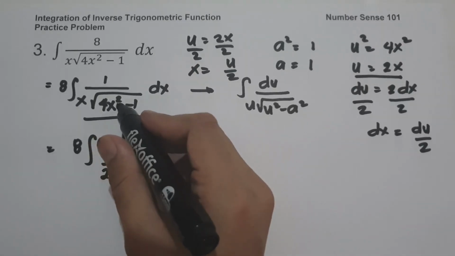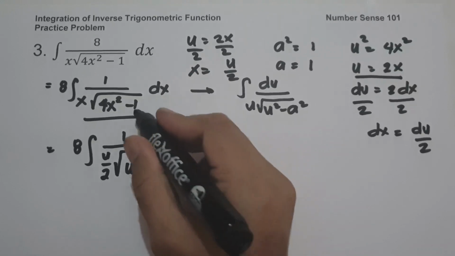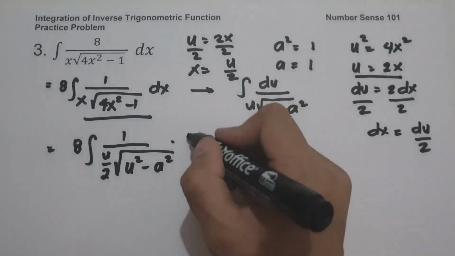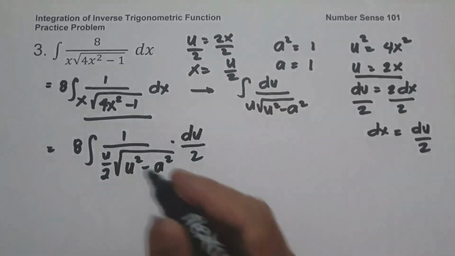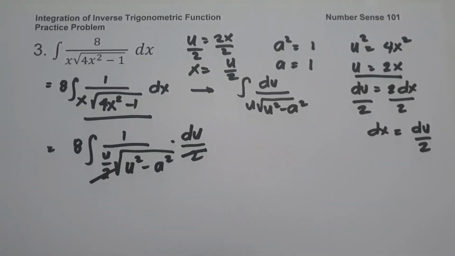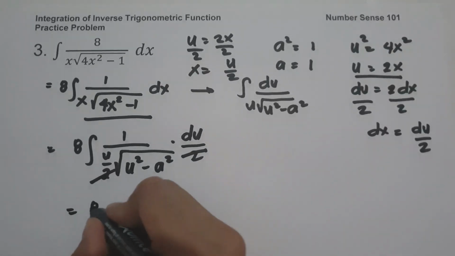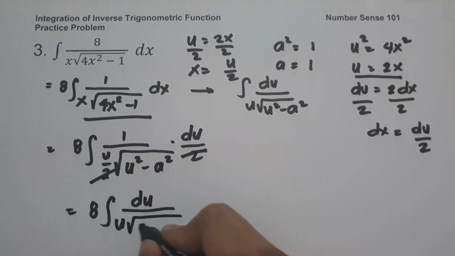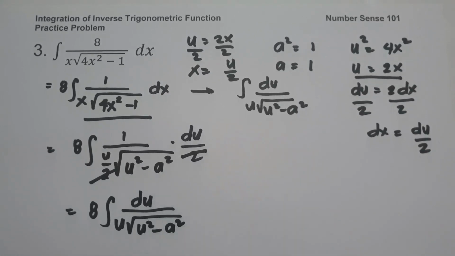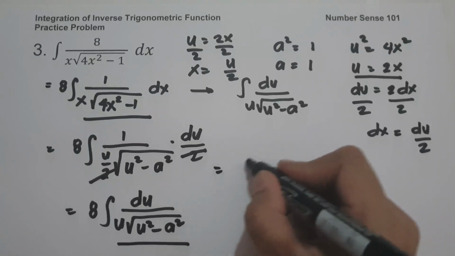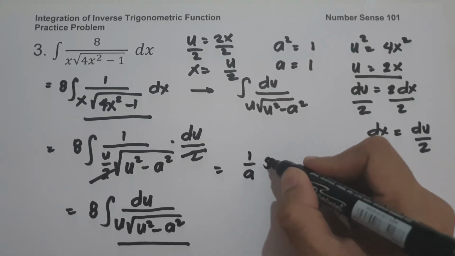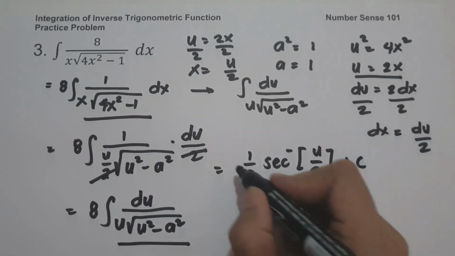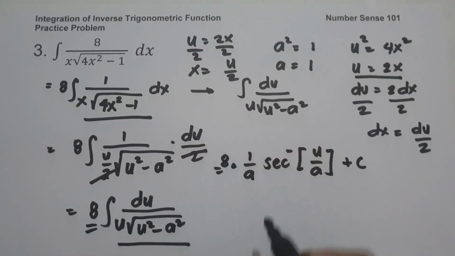The square root of 4x squared, that is u squared, minus 1, that is a squared, and then dx, that is du over 2. So let us cancel 2, and we are going to have 8 times the antiderivative of du over u square root of u squared minus a squared. And the value of this expression, that is 1 over a arc secant u over a plus c, and then multiply by 8.